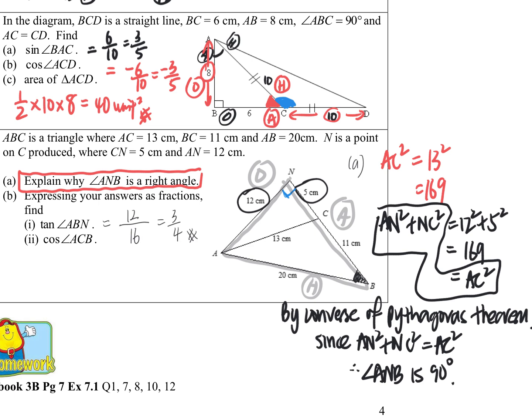ACB, this is obtuse. So look at the one beside it. This one. So this is H, A, and O. So what is the cosine of ACB? What is cosine ratio here? 5 over 13. But add a what? Negative.